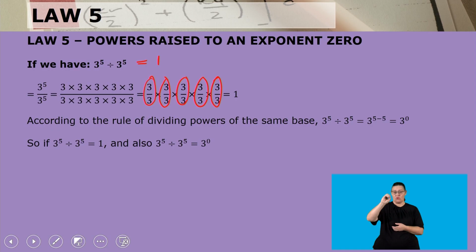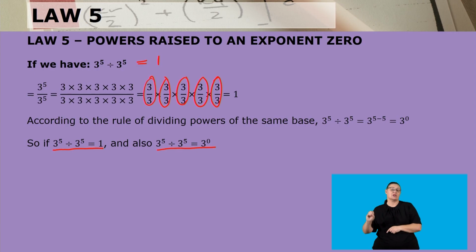So now, what do we have here? We have 3 exponent 5 divided by 3 exponent 5 is equal to 1, according to the properties of 1. Again, we have 3 exponent 5 divided by 3 exponent 5 is equal to 3 exponent 0. Now, this is according to that second law of exponents of when we are dividing powers of the same base. Now, from these two statements, what can we conclude?